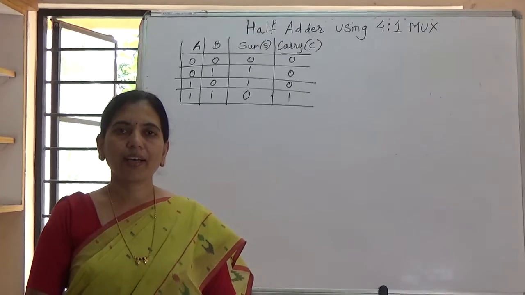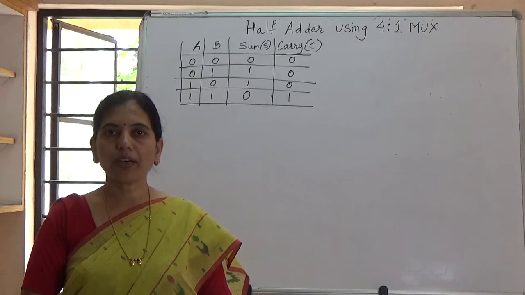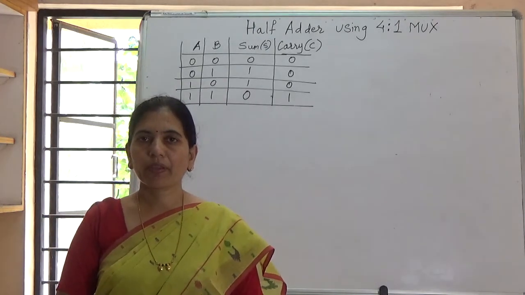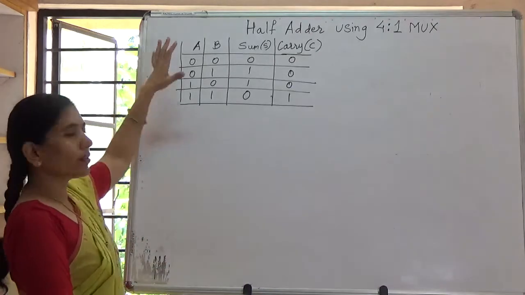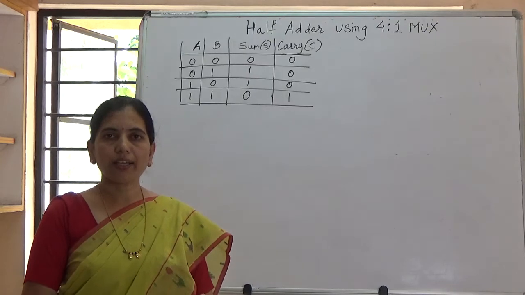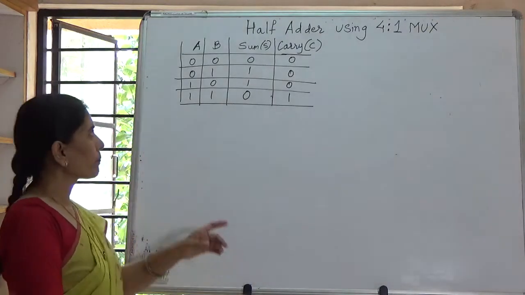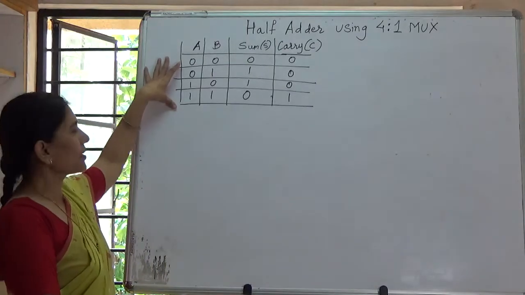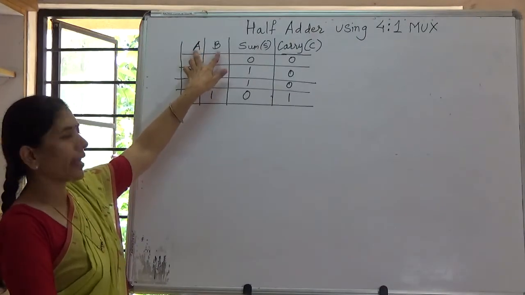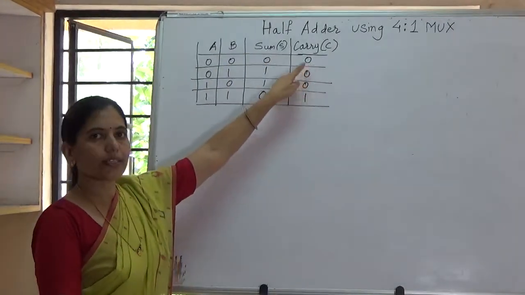Hello students, in this video we will learn how to implement a half adder using a 4:1 multiplexer. As we know, a half adder is a combinational circuit which adds 2 bits and generates 2 outputs, one is the sum and the other is carry. We have already seen this table for a half adder where there are 2 inputs A and B, and they can generate 2 possible outputs, the sum and the carry.